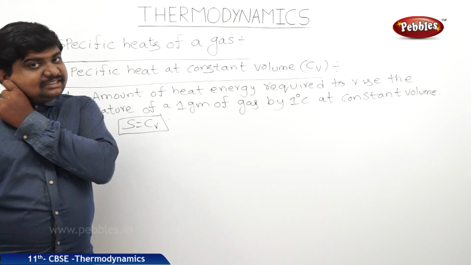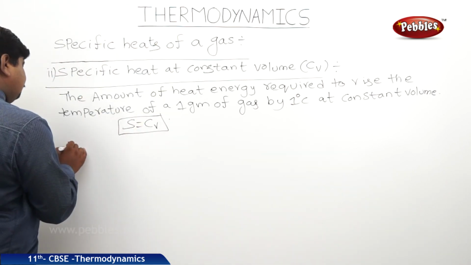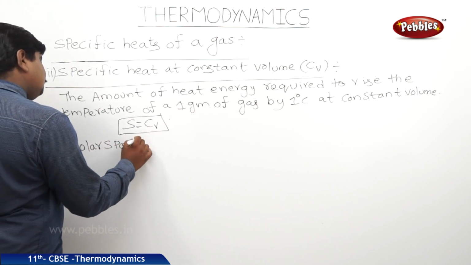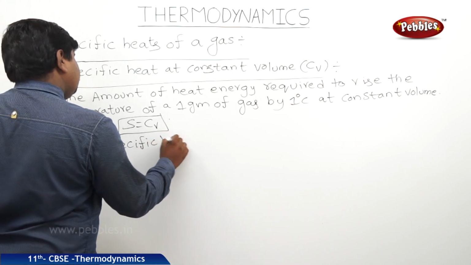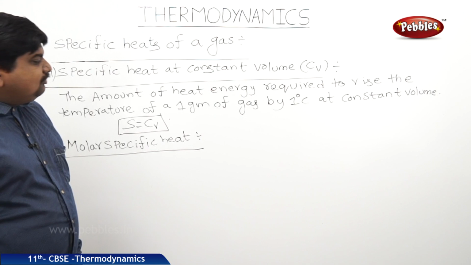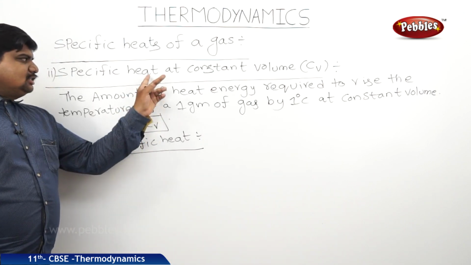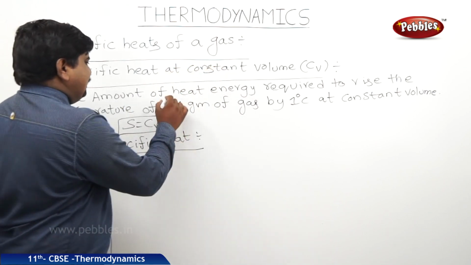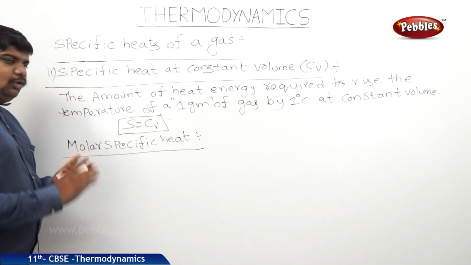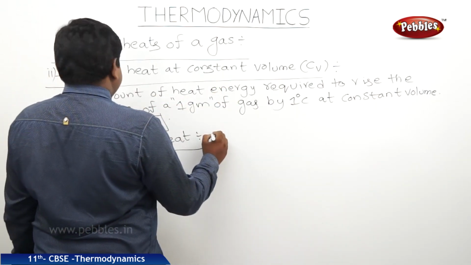But the other definition in the same category is molar specific heat at constant volume. What is the meaning of molar specific heat? In the definition of specific heat at constant volume, in place of 1 gram, we are substituting 1 mole. That is the only difference. The remaining structure will be the same. So, the definition changes like this.